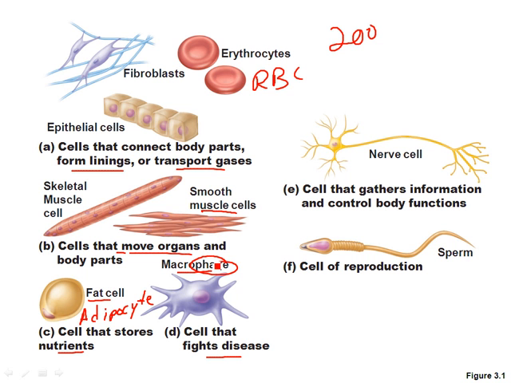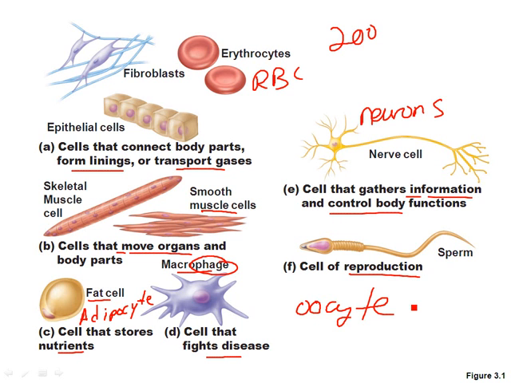You've got cells that are for information and control, like your nerve cells. We call these neurons. And you have cells for reproduction, like the sperm in the male, or in the female, the oocyte.